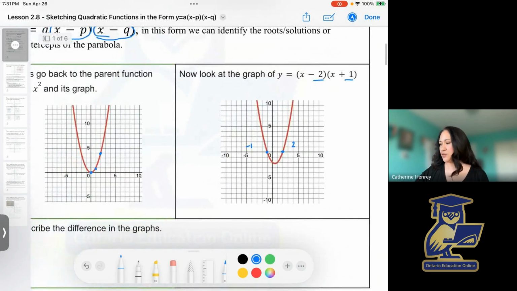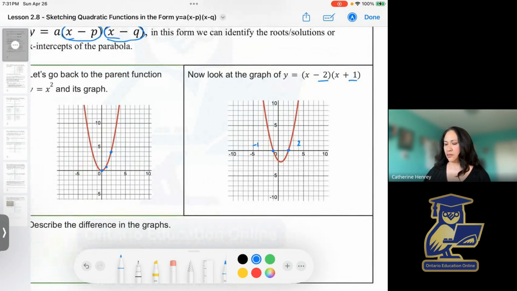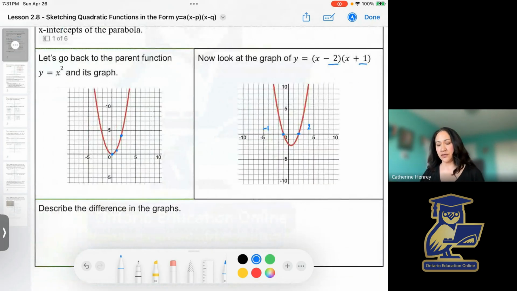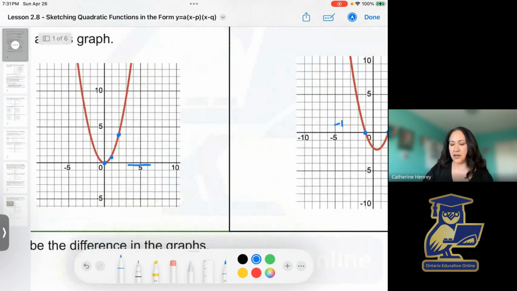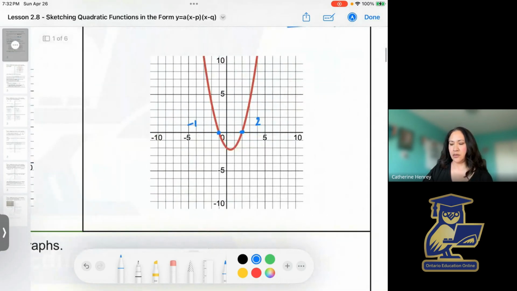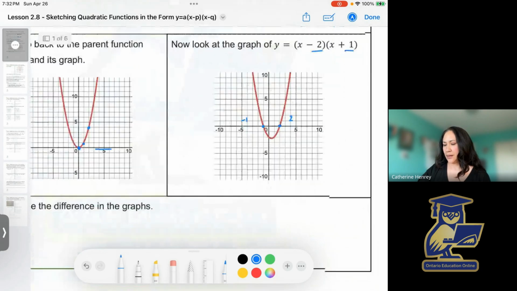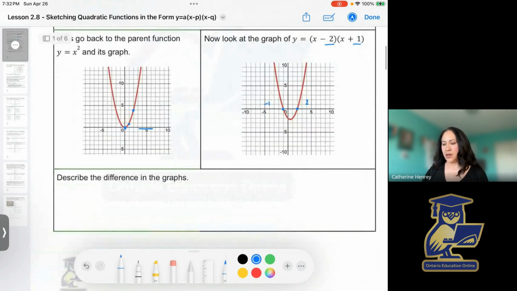So describe the difference between the graphs. A couple of different things. We could describe the difference of the vertices. We can see where the parent function touches the x-axis. In the first situation, the parent function touches the x-axis only once. In our second example, the parabola is shifted down, and now the parabola touches the x-axis twice. So the shape of it, the step pattern, those things are still the same.